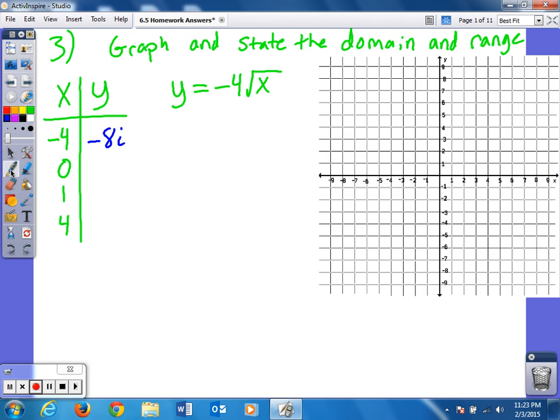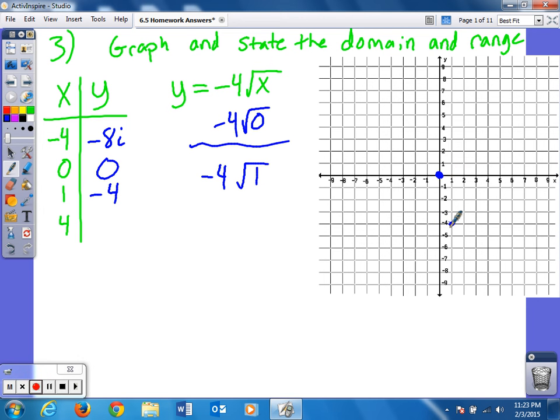So if we plug in 0 for x, we're going to get the square root of 0 here, which is just 0. -4 times the square root of 0, or times 0, is 0. So we're going to have the coordinate point 0, 0. If we plug in 1, we'll have -4 times the square root of 1. That's -4 times 1, so that is -4. So that's the coordinate point 1, -4.